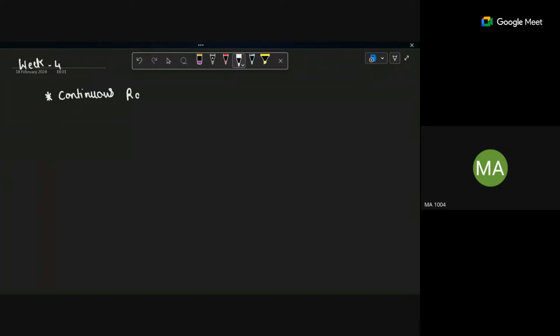So before introducing the definition for continuous random variable, one thing is necessary, that is CDF. What is CDF? Full form, anyone? Cumulative distribution function. Fine. Yeah.